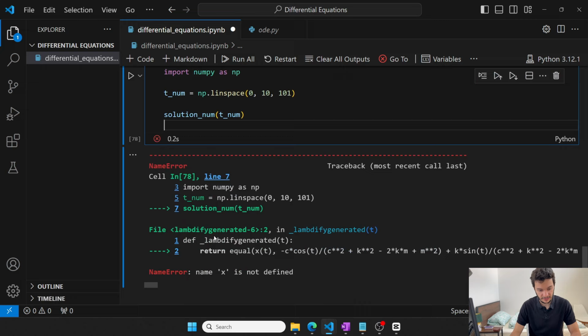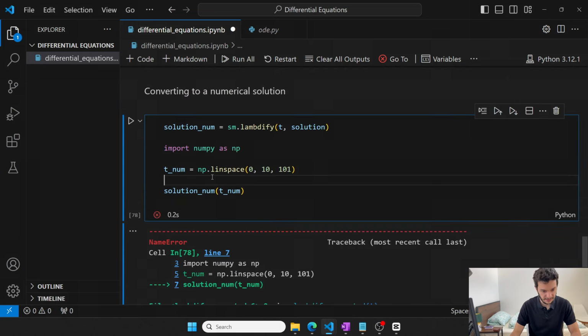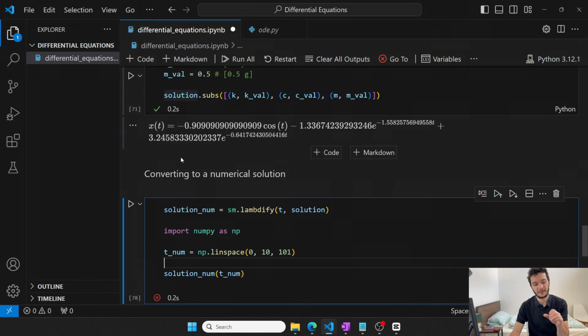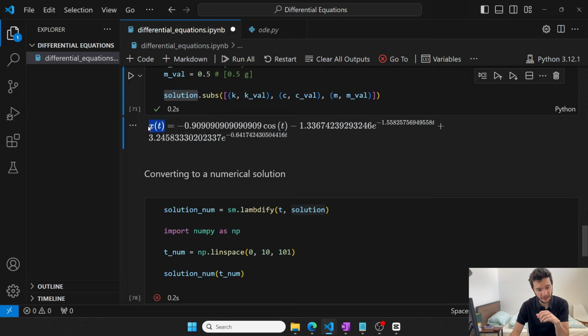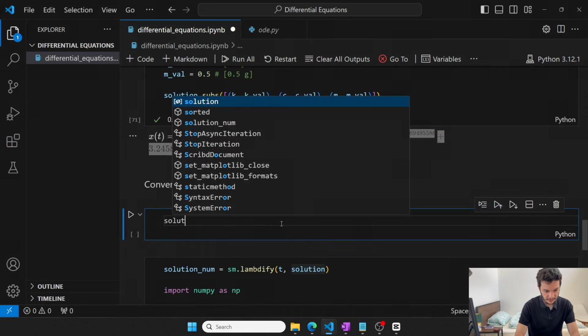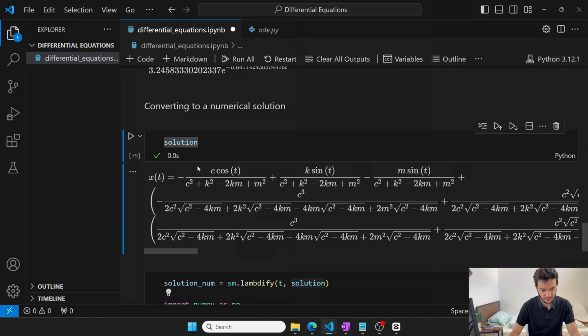Now you'll notice that we get an error saying that name x is not defined. This is because I actually made a mistake here. Whenever we want to lambdify the solution, when we pass in this solution, we tell SymPy that we want to lambdify all of this equation, including this part. But in reality, what we are interested in is only this part right here. So if I specify solution here, we get all of this weird thing.